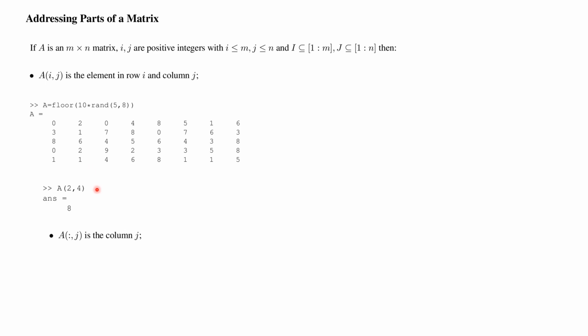If you now don't say A(i,j), but A(:,j), that means all of the rows, column J. So in this particular example here, A(:,2) means all the rows, second column. It will take all of the rows, second column.